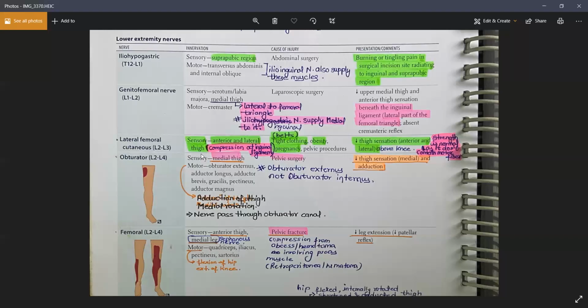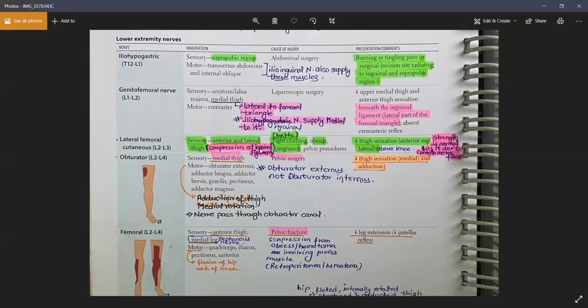It mostly gets impinged at the inguinal canal. Okay, and the risk factors include tight clothing, which could be a very tight belt. It could be due to obesity, it could be due to pregnancy, and it could be due to pelvic procedures. This nerve will be compressed at the inguinal ligament because of that. And whenever the nerve gets compressed at the inguinal ligament, you can have a burning pain in the lateral thigh, as well as decreased sensations in the anterior and lateral thigh. The neuropathic pain will be there, which means a burning pain in the lateral location.